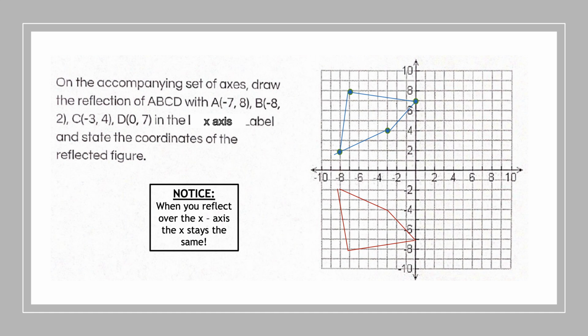What I want you to notice about this is that whenever you reflect over the x-axis, the x-coordinate stays the same. For example, the blue triangle is the beginning triangle. It's -8, 2. The image would be -8, -2. So the -8 stays the same. Here we have -3, 4. Here we have -3, -4. Here we have 0, 7, its image, 0, -7. So notice in each case, the x stays the same. Here we have 7, 8. Here we have 7, -8. So when you reflect over the x-axis, the x-coordinate stays the same.